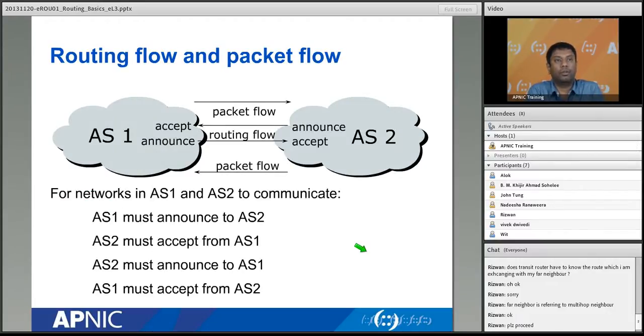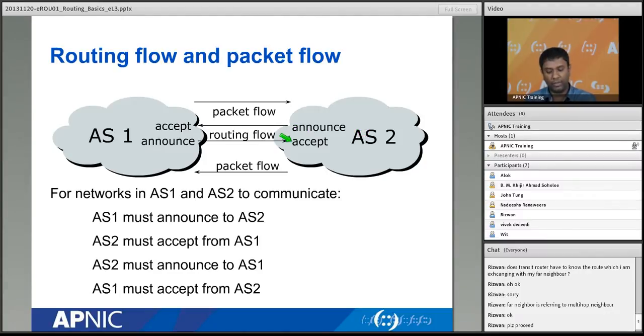Okay, so routing flow and packet flow. As I said, you have AS1 connected to AS2. When they exchange traffic, what are the preconditions? For any networks in AS1 and AS2 that would like to communicate, the precondition is that AS1 must announce to AS2. The networks that AS1 has must be announced to AS2, which we call routing flow, in this direction.